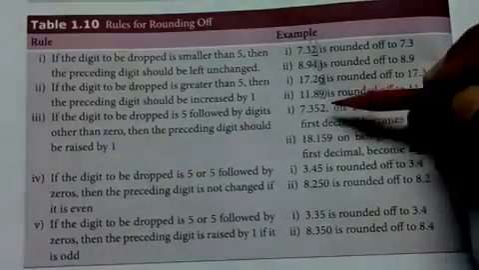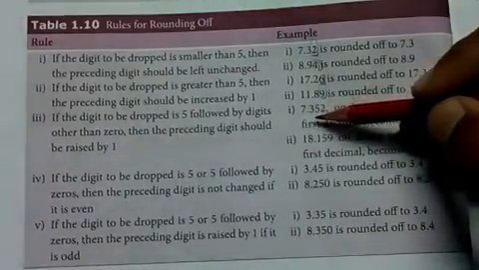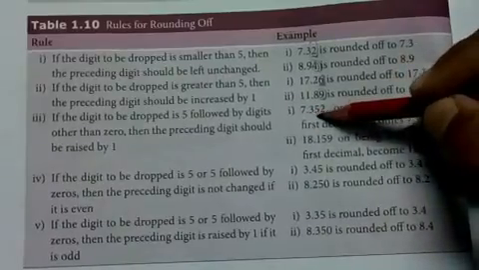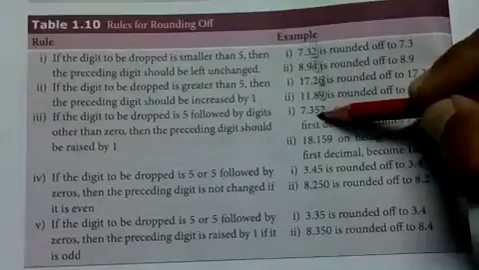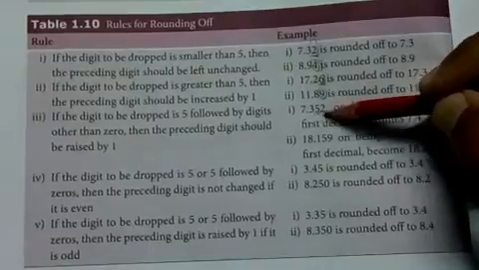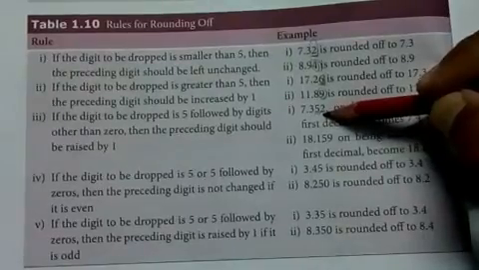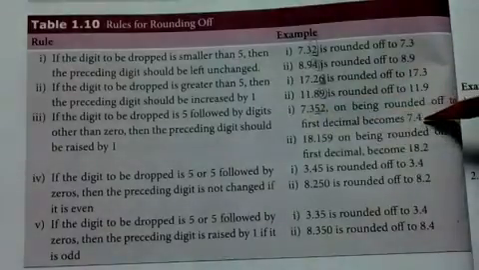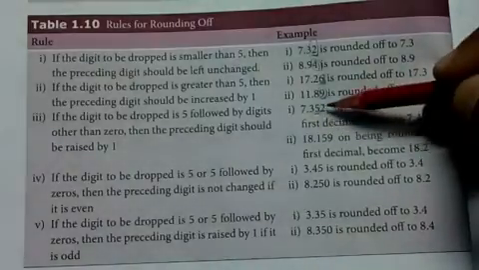So how it becomes 7.4: see this rule here, if the digit to be dropped is 5 followed by digits other than 0. So 5 is there, and we must drop the 5. After 5 we have 2 here, so you increase the preceding digit by 1. That's how it becomes 7.4. After 5 some numbers must come.